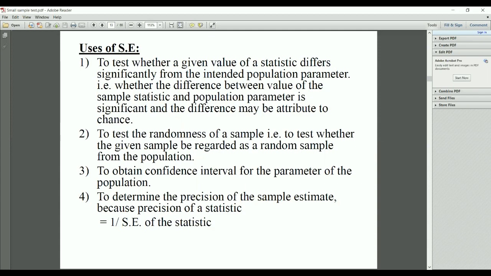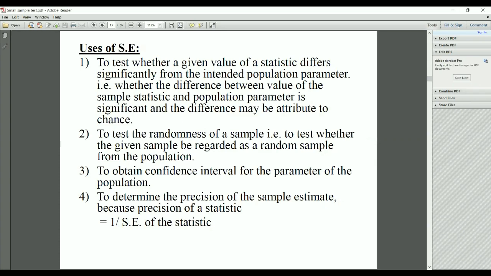It is also used to test the randomness of a sample, that is, whether the given sample can be regarded as a random sample from the population or not. It is used to obtain the confidence interval for a parameter of the population. When you are calculating the mean, there is mu plus 2 sigma and mu minus 2 sigma, so mu lies between two limits, a lower limit and an upper limit. That is the interval, with the possibility of plus minus 1, 2 or 3 sigma.